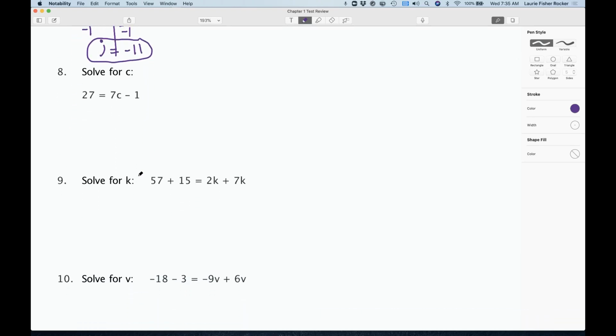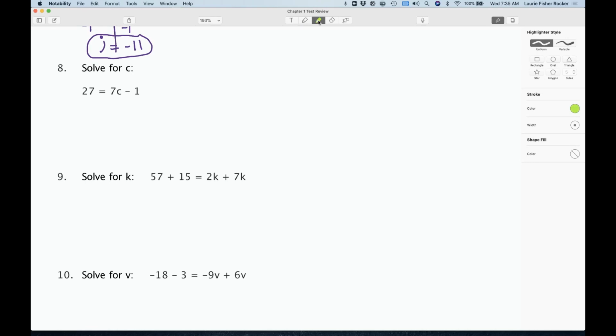Okay, solve for C. Again, 2 steps. So I've got my C here. Get rid of that, get rid of that. So that's my plan. I'm going to draw my river. Plus 1, plus 1. 7C equals 28. I like to see that. Divide by 7, divide by 7, C equals 4.